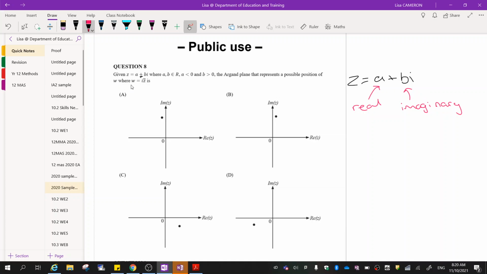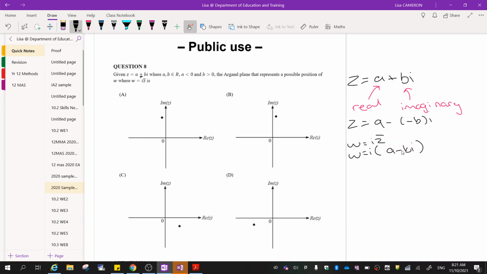So we want to find W, where W is equal to I multiplied by the conjugate of Z. Now, an important thing to note about this form is that it can also be represented by A minus negative BI, because two negatives make a positive. So W is equal to I multiplied by the conjugate of Z. And as we know, the conjugate is when we change the symbol in the middle, because we've got an addition symbol here, it's going to become a subtraction symbol. So W is equal to I multiplied by A minus BI.